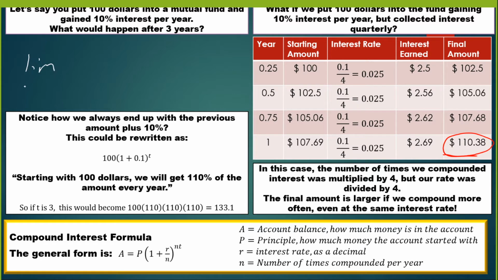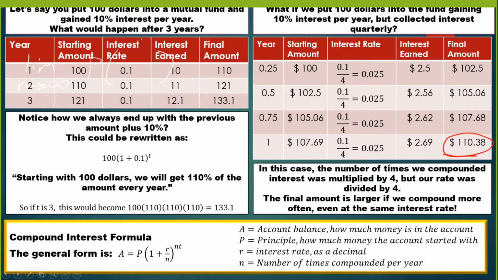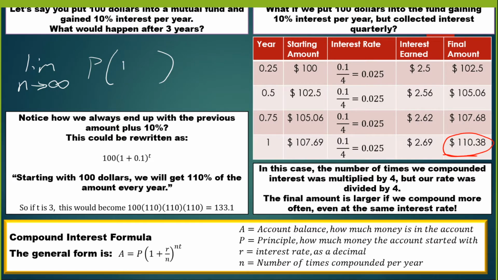The limit as the number of times that we compound our interest approaches infinity of P times (1 plus r over n) to the nt means I'm compounding infinitely many times. How is it useful? For finance, it's not. However, for things occurring in the natural world that compound, this happens a lot actually.